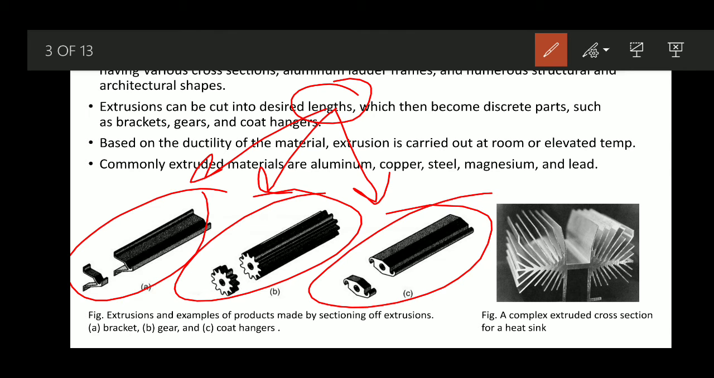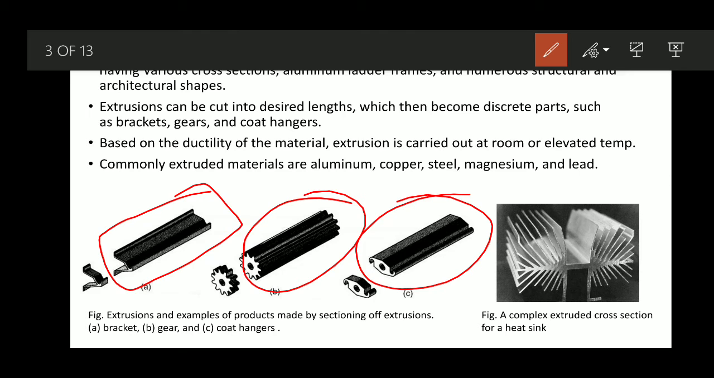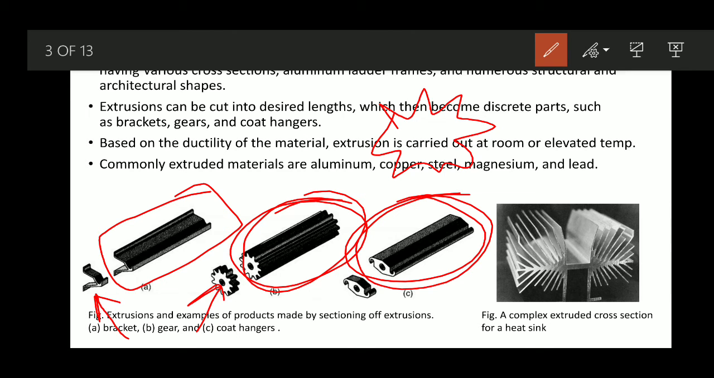Initially, a continuous extruded part like this will be the product. For this particular part, the die opening should be like this. The die opening will be just like the shape of this gear, and through this opening it will come out, and we'll get a product like this. After that, depending on the length required, you can cut it, section it. In that case, a single discrete part like this can be very easily obtained.